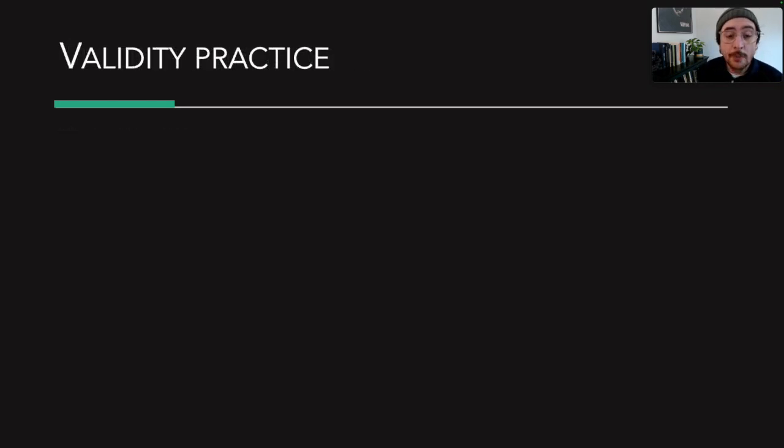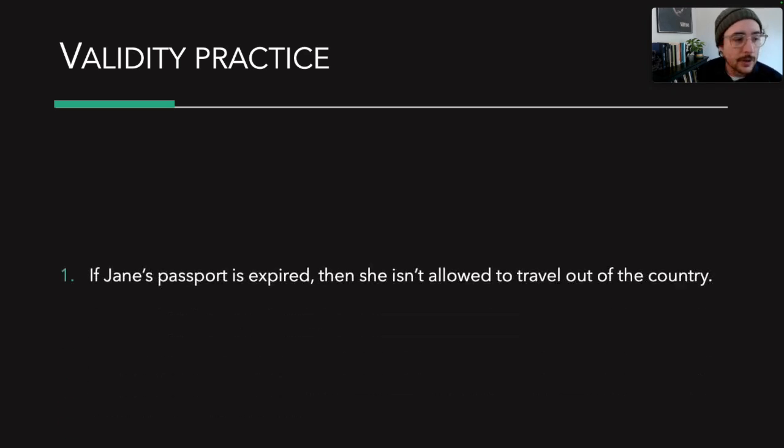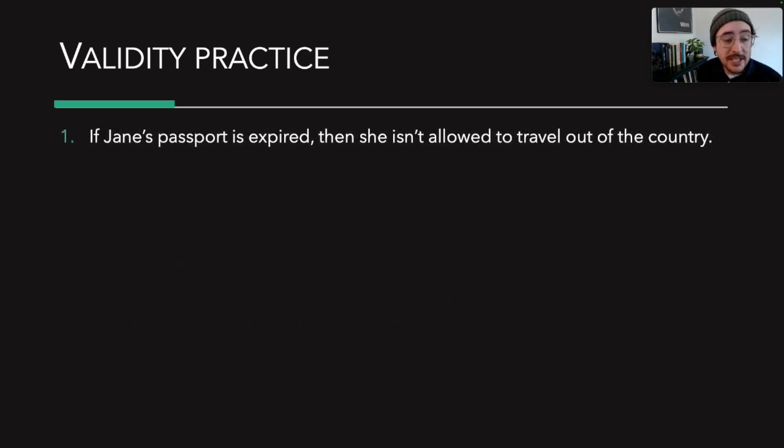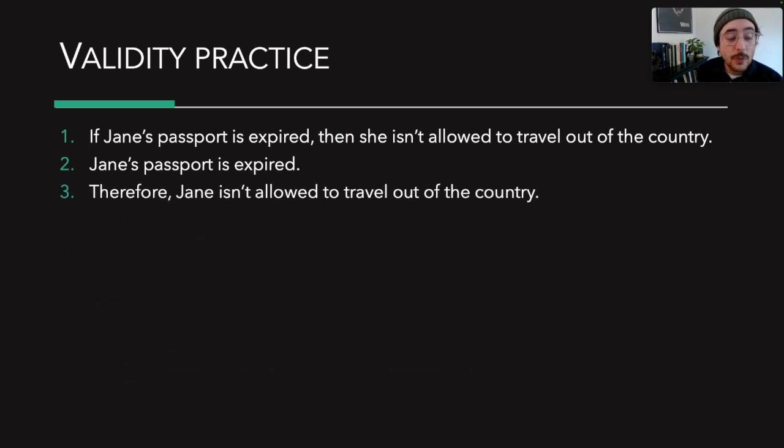So let's do a couple practice examples. Consider the following argument. If Jane's passport is expired, then she isn't allowed to travel out of the country. Well, Jane's passport is expired. Therefore, we conclude that Jane isn't allowed to travel out of the country. Is this argument valid or invalid? This argument is in fact valid.